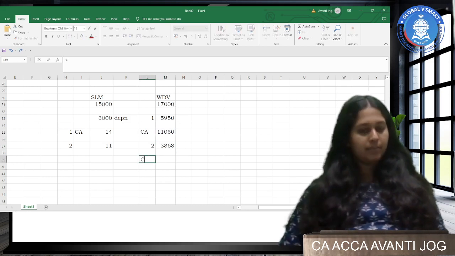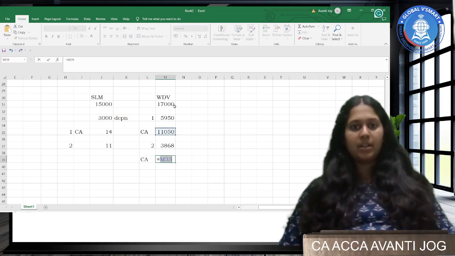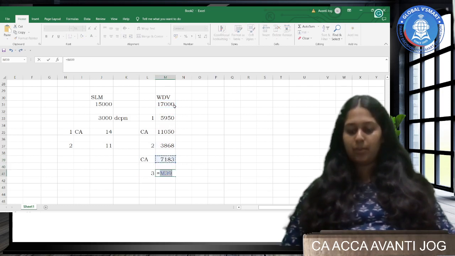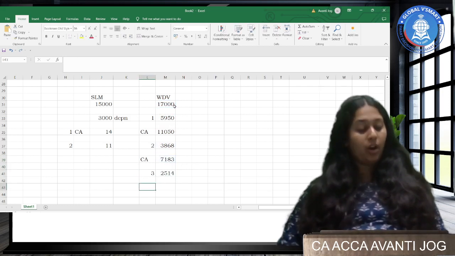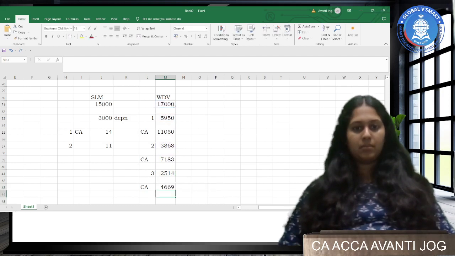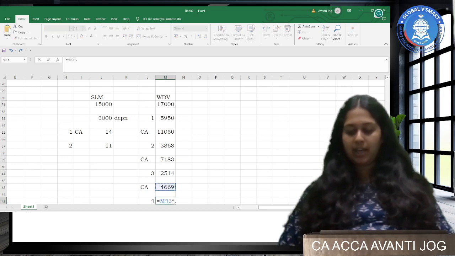In the second year, I will do not 17,000 ka 35%, but 11,050 ka 35%, correct? I deduct this, I get the carrying amount. Carrying amount is historical cost minus depreciation for all the years, correct? Third year, again, 7183 into 35%. On the carrying amount, I calculate depreciation, not on the historical cost, okay? Deduct all the depreciation so that you find the carrying amount for fourth year. Okay, fourth year depreciation on the carrying amount again.